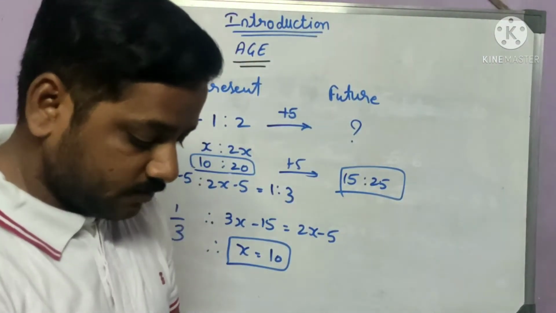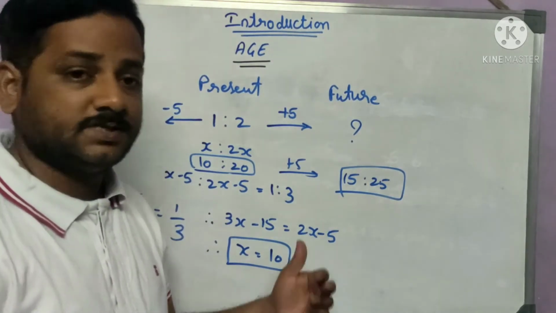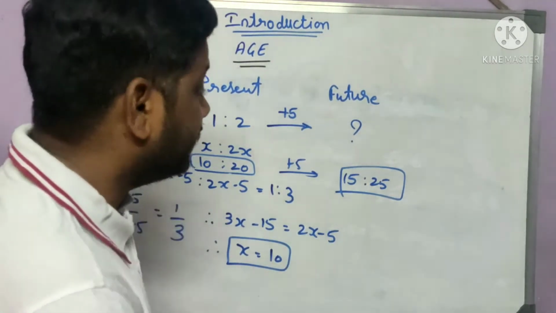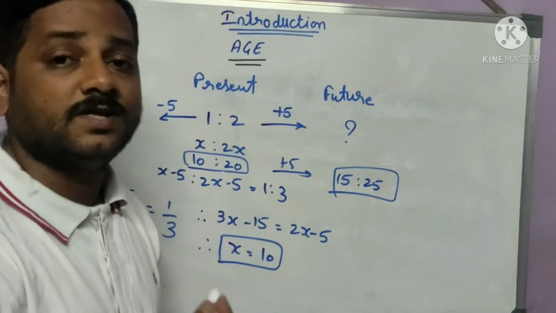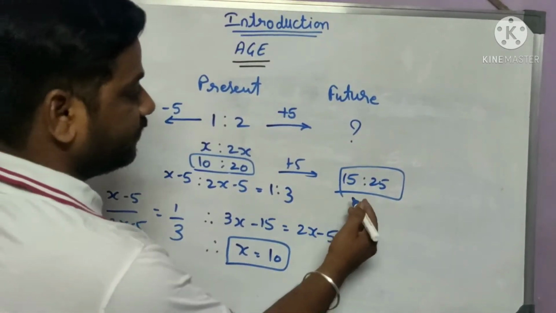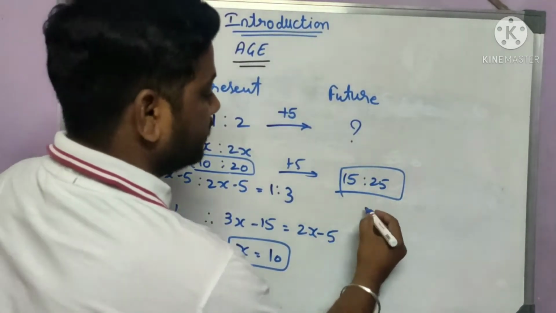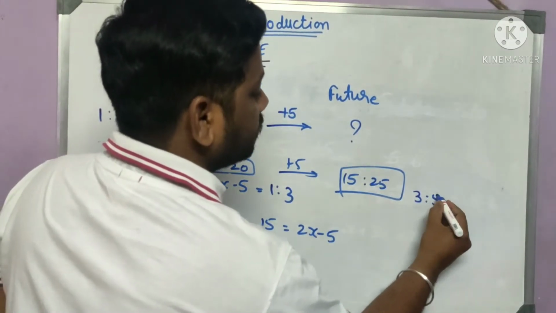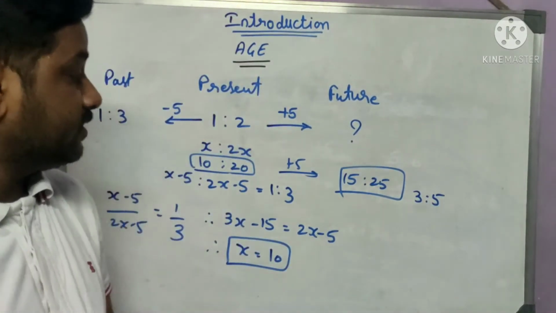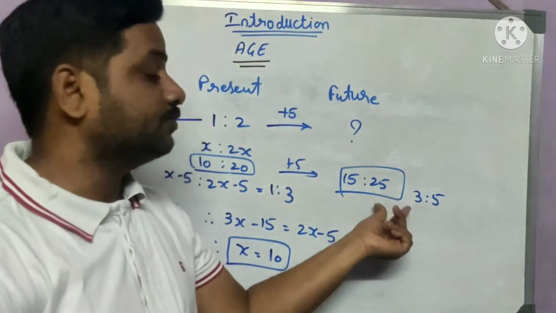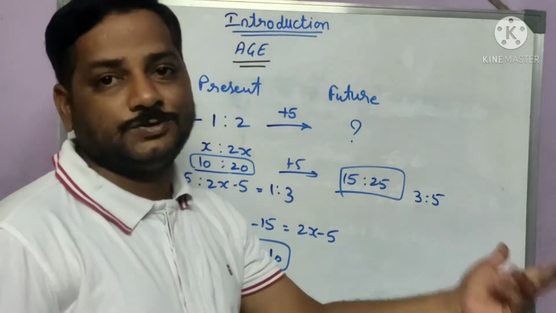But in the question, what will be their ages after 5 years? Yes, that's the point they are given. You can also find the ratio. What will be the ratio of their ages? You divide it by 5. 5 3s are 15, 5 5s are 25. So the ratio is going to be 3:5. So after 5 years, their ages will be 15 years and 25 years. The ratio will be 3:5.